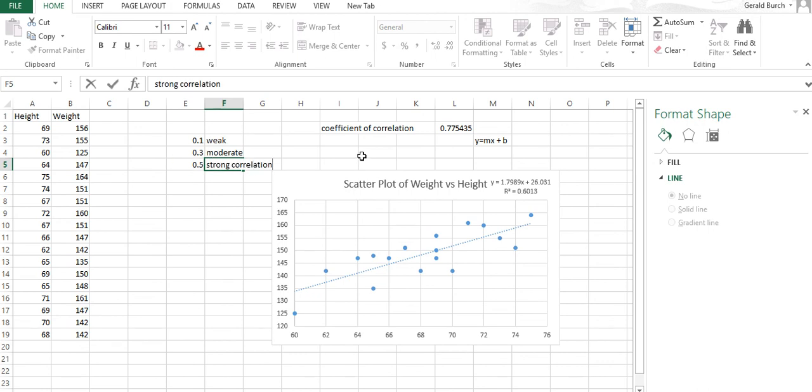Last thing that we'll talk about on this correlation is we know that this is positive. This is a positive relationship. It could be negative, or in some cases the correlation coefficient is very close to zero, which means there isn't much of a correlation at all. So there you have it. That is both a scatter plot and linear regression.